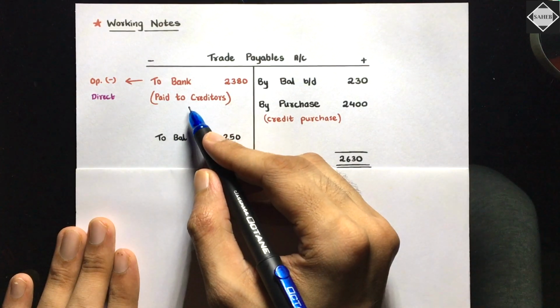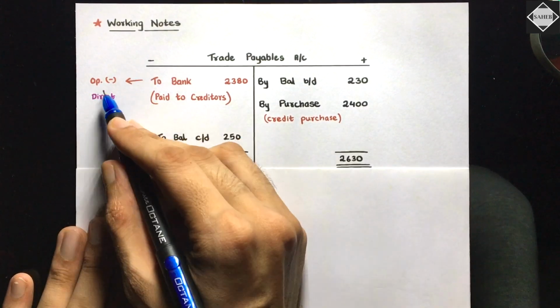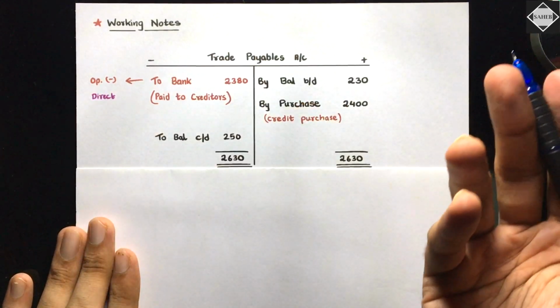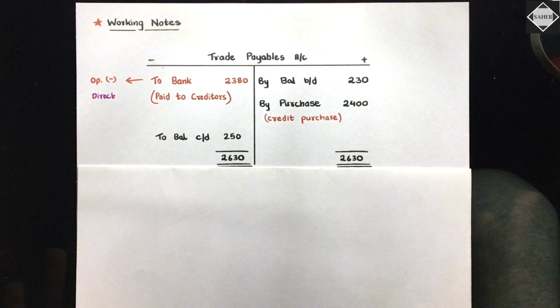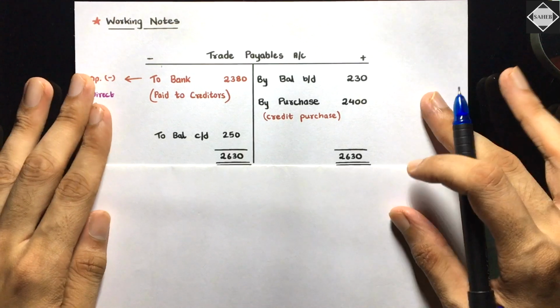What are we going to do about this? We are going to just subtract it in the operating activity, isn't it? It's operating cash outflow under the direct method. Simple, easy. Next account is what?